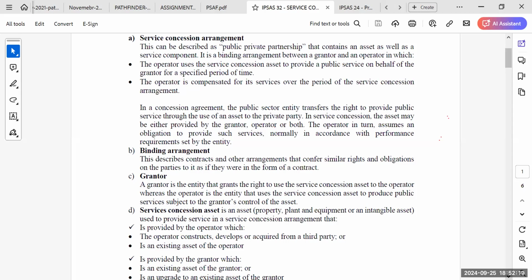So the service concession assets can be property, plant, and equipment. They can be intangible, used to provide service in a service arrangement that is provided by the operator, with the operator constructing, developing, or acquiring from a third party. So the operator itself can provide the assets. The operator can bring its own asset to perform the work or to provide the public service on behalf of the government. So it's just something the government cannot do.